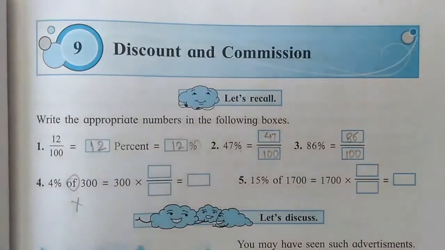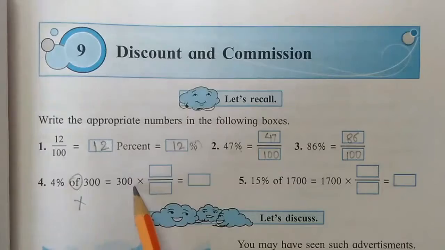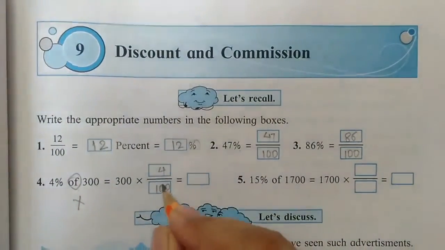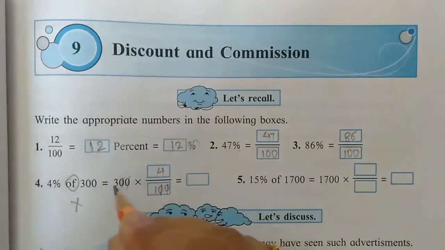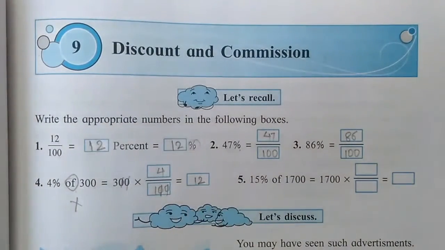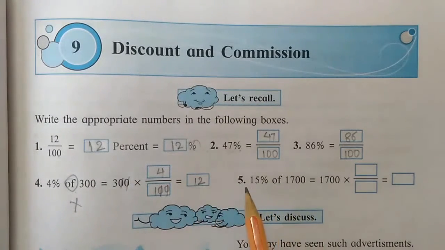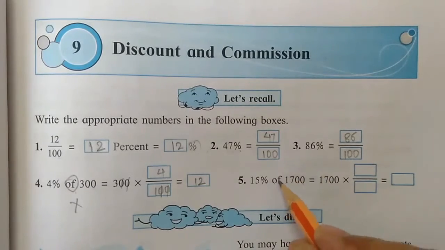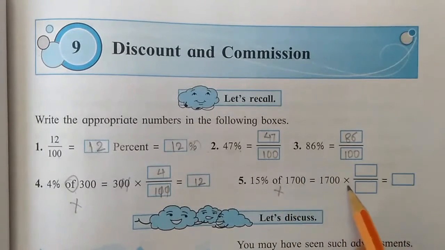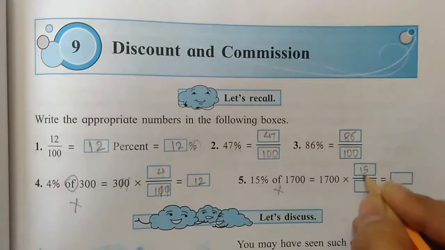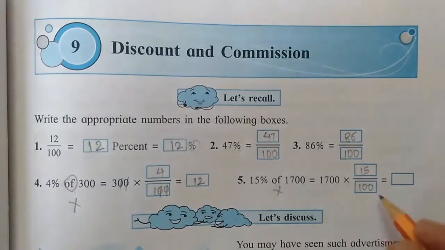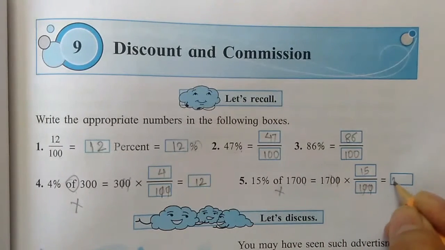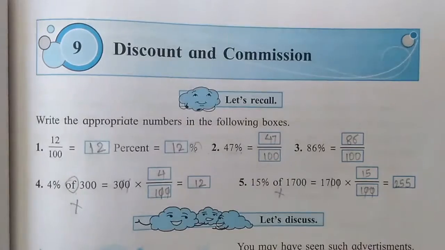Fourth question is 4% of 300. Of means multiply. So 300 multiplied by 4% means 4 upon 100. Calculate this: 0, 0 cancel. 4 multiplied by 3 is 12. So the answer is 12. Fifth question is 15% of 1700. Of means multiply. 1700 multiplied by 15 upon 100. Now take the calculation. 0, 0 cancel. 17 multiplied by 15 is 255. And this is the answer.